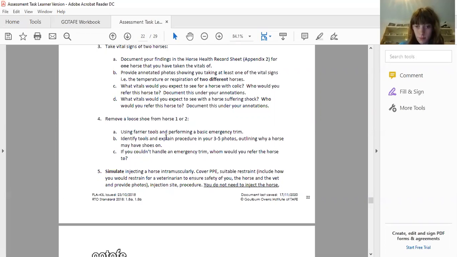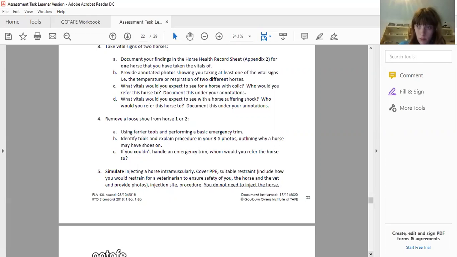Identify the tools and explain the procedure, what you're doing as you're removing it, and then outline why a horse may have shoes on in the first place. If you couldn't handle an emergency trim, so that may be me going at the moment, it's too hot and I can't be bothered, who would you refer the problem to? Who would you get to come in and do it for you that would be capable to deal with that problem?